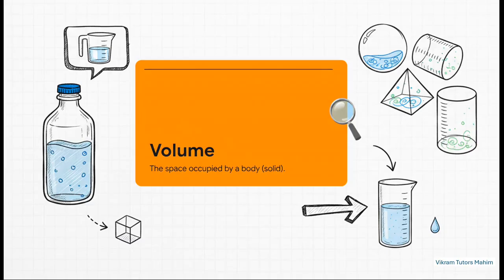Let's kick things off with volume. Now, the official definition is the space occupied by a body. But honestly, a much easier way to think about it is this. It's all the stuff that can fit inside an object. You know, how much water is in that bottle? That's its volume. Simple as that.